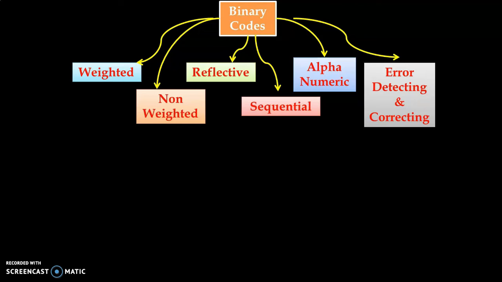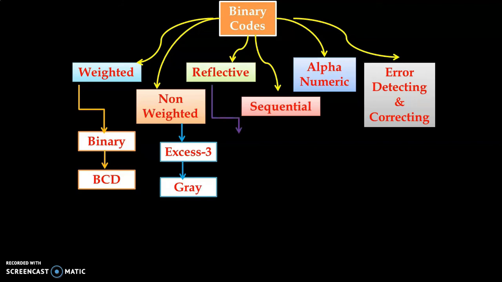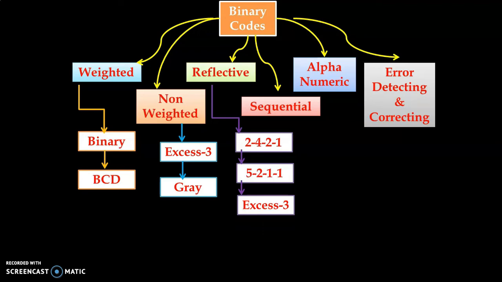We have sub-classification of these main binary codes. On the screen we can see that we have a total of 6 different types of binary code, and again we have sub-classification of all of them. We start with weighted binary code, where we have straight binary code as well as BCD code, that is binary coded decimal. If we go for non-weighted binary code, then we have XS3 code as well as Gray code. In case of reflective code, we have 2421 code, 5211 code, or XS3 code. XS3 code is non-weighted as well as reflective.